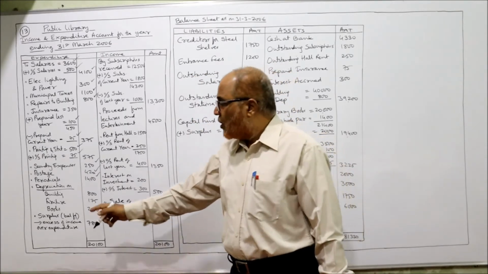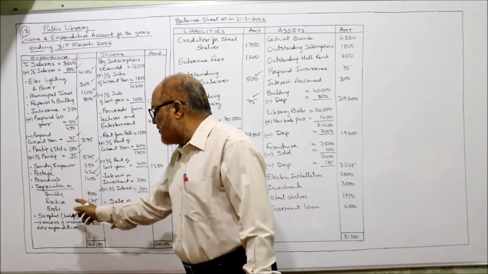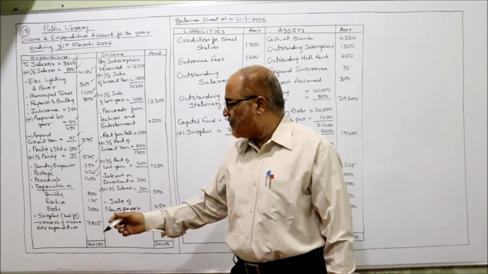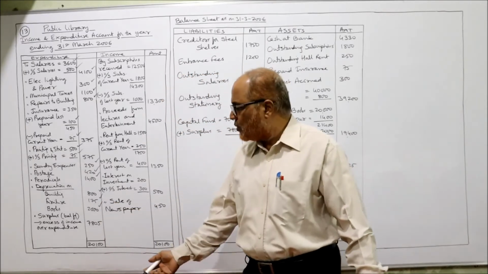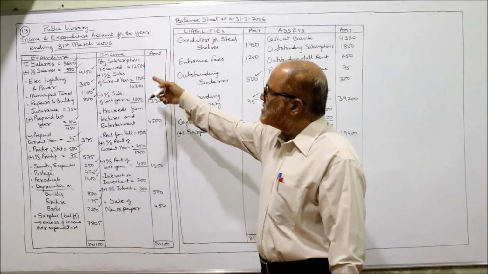Building 2%. On building 2% we have calculated. Furniture 5%. 5% on opening balance. Books 10% on opening balance. Over. Now come to credit side.